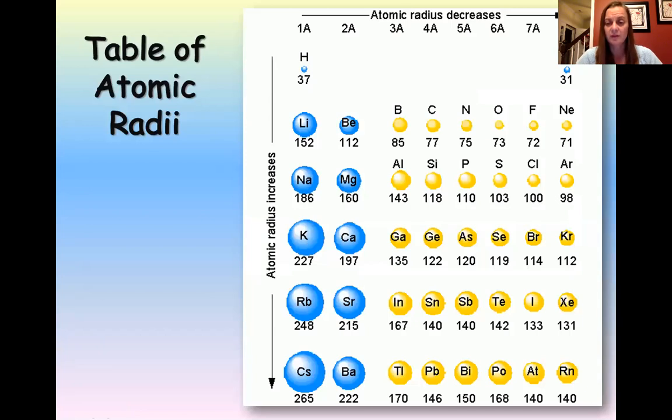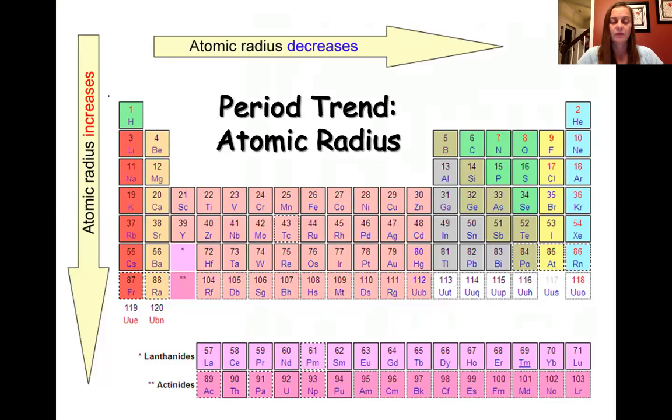Okay, so here's our table of atomic radii, same information, just presented in a different format. Again, you notice that in general, it's decreasing as we go across a period. Okay, so you should be able to identify this trend. You have to know that it decreases as we move across a period and increases as we go down a group. You also need to be able to explain why, and you need to use the idea of shielding and attraction in order to do that.